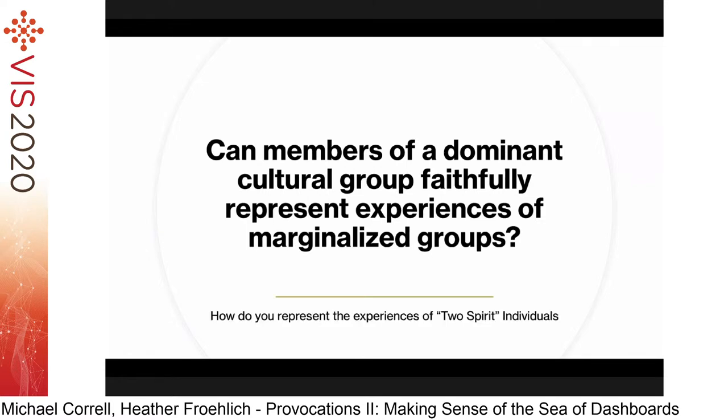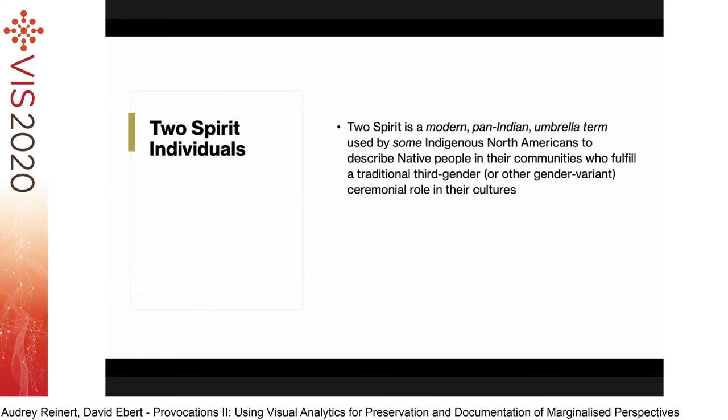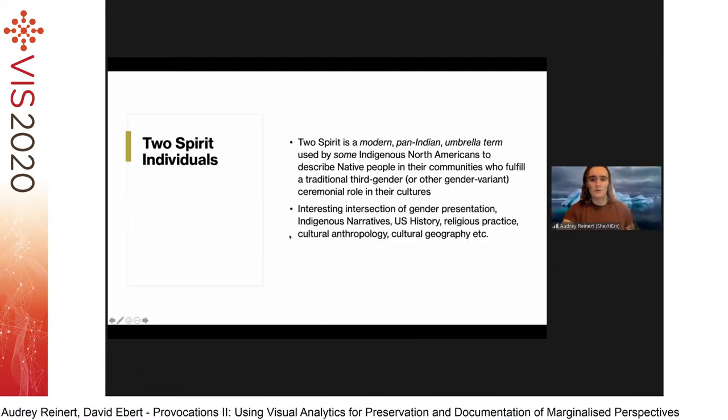A good example with this is, how do you represent the experiences of two-spirit individuals? Now, for those who don't know, two-spirit is a modern pan-Indian umbrella term used by some indigenous North Americans to describe Native people in their communities who fulfill a traditional third gender or other gender variant ceremonial role. Okay, now, why would we want to study this? Well, there are some interesting intersections of gender presentation, indigenous history, US history, religious practice, cultural anthropology. I could go on, but we don't have time.